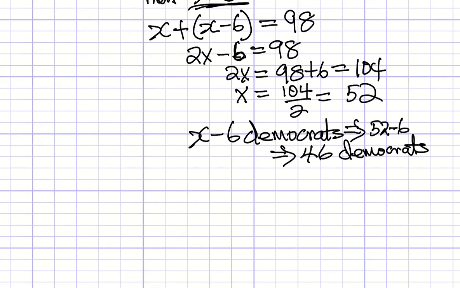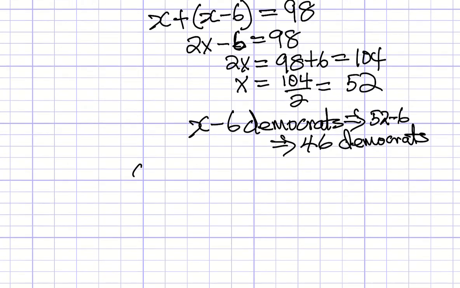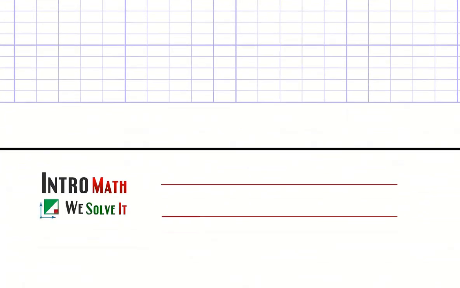Remember the problem said there are 98. The best way we can check is 46 Democrats plus 52 Republicans. How many is that? That's 98. So that checked out. So we'll move on to the next one.